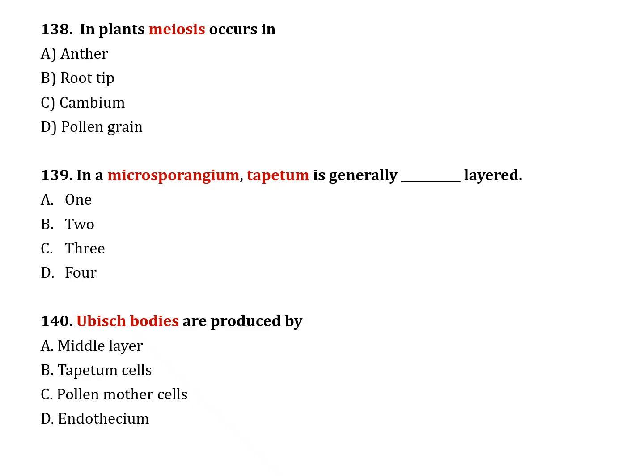In plants, meiosis occurs in option A, anther. Option B, root tip. Option C, cambium. Option D, pollen grain. Correct answer is option A, anther. The next question, number 139.